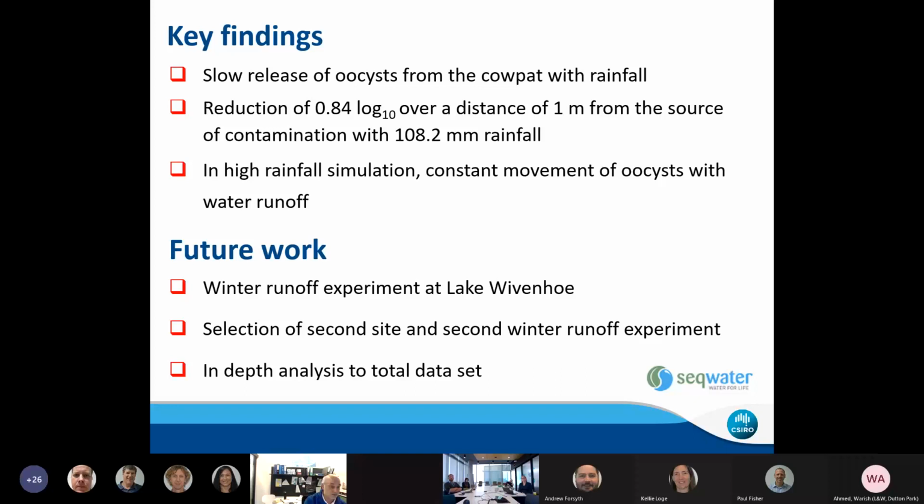In future experiments, we want to do 2 winter runoff experiments. We are also trying to select a second site, and we will do in-depth analysis of what sort of log removal we can expect with rainfall and the slope of the land. Well, that one I'll turn to Sami.